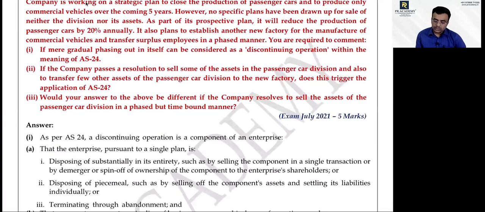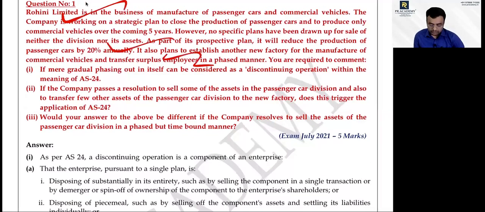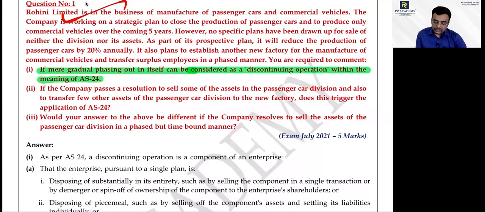We will see the sub question alone. I'm not going to see the main question. A mere gradual passing out itself can be considered as a discontinuing operation within the meaning of AS 24. Yes or no? No. Very good. No only. Correct. Super.